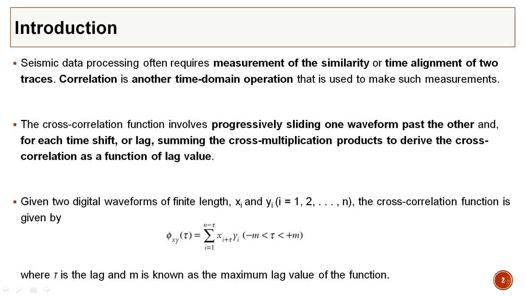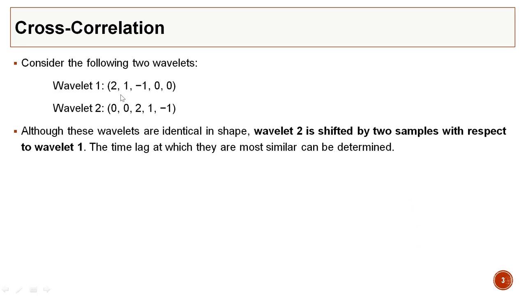So basically, if you have two finite length digital waveforms x_i and y_i of elements from 1 to n, the cross correlation function is given by phi of xy tau. Tau is the lag value and is given by the summing of the cross multiplication products x_(i plus tau) times y_i for that particular lag value. So in simple terms, if we consider a real example, let us consider these two wavelets.